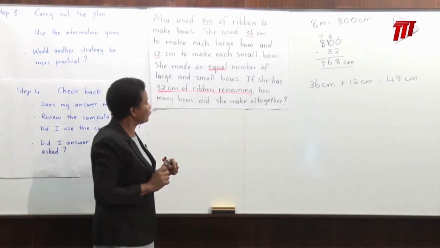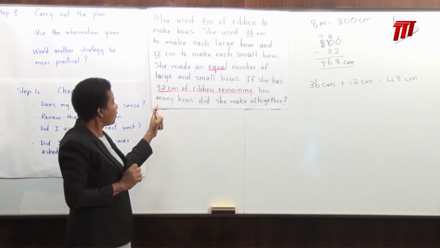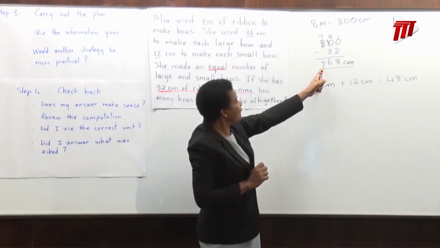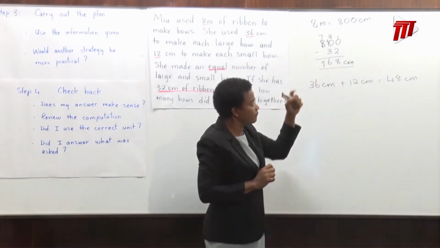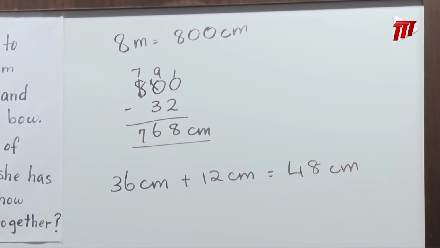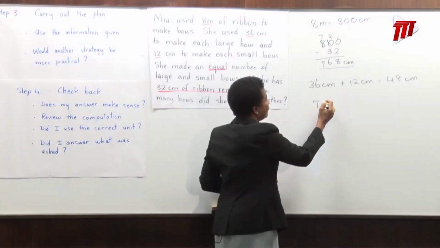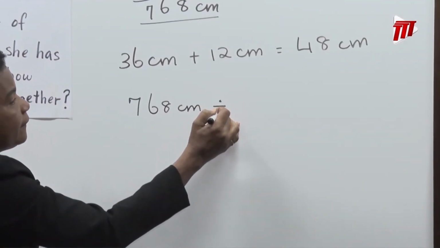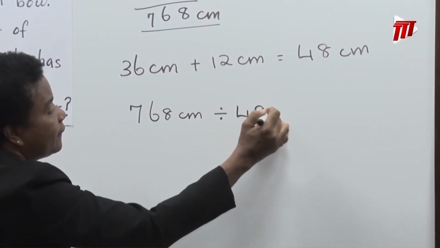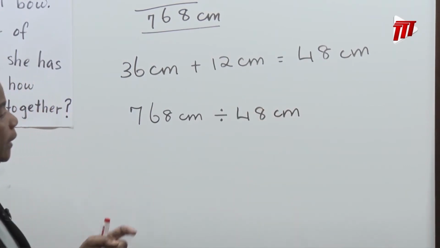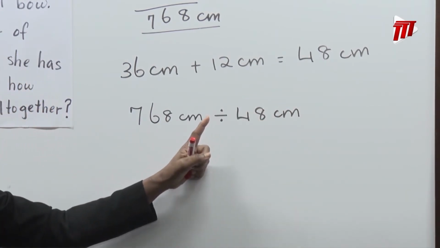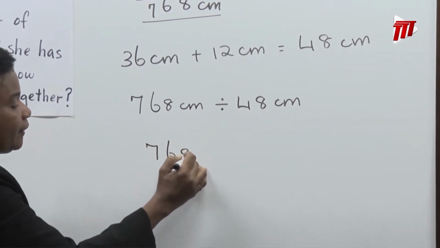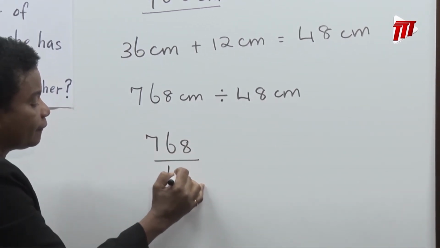But we are not finished. The question asks, how many bows did she make altogether? She used 768 centimeters of ribbon. Therefore, we must now take that 768 centimeters and repeatedly subtract 48 centimeters. Now we know repeated subtraction is division. So we are now going to divide 768 by 48.